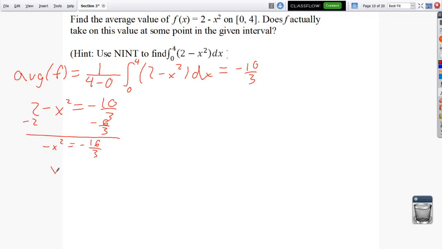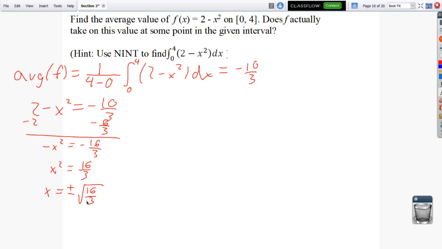Divide by negative 1, I get x squared is equal to 16 thirds. Square root both sides. I know that I'm going to get x is equal to plus or minus the square root of 16 thirds. I mean, really, I could call that 4 over root 3 or 4 root 3 over 3. Any of those works. Any way you look at it, really, I'm trying to find out, are either of those values on the interval from 0 to 4? And indeed, yeah, it is.